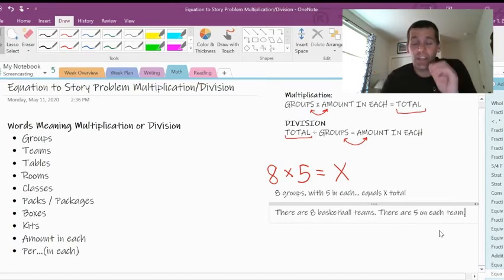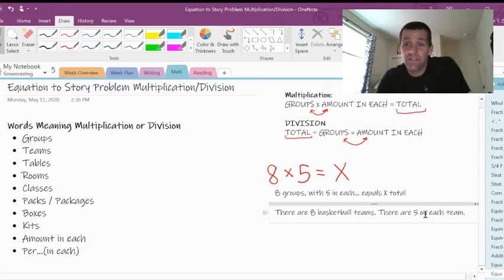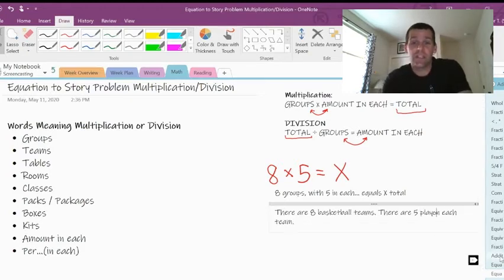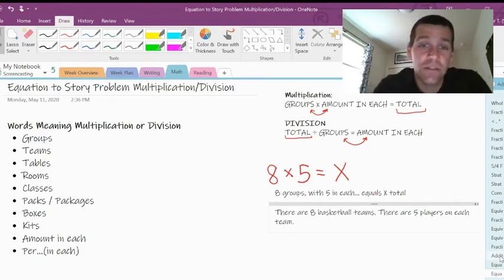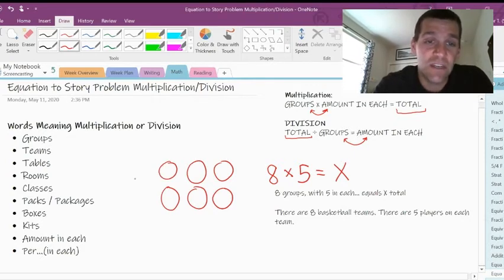Now I got to think about what my question is. My question for multiplication is going to look for a total. And when I think about my total, I have 2 different things. There are 5, and I should have said this here, there are 5 players on each team. So here, if I really were to draw my 8, this is team 1, team 2, team 3, team 4, team 5, team 6, team 7, and team 8.